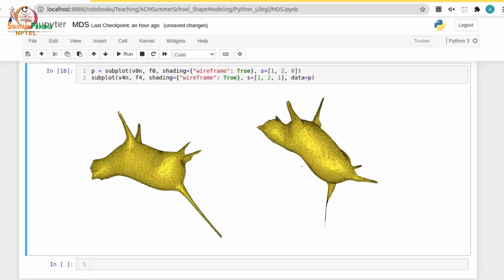I hope you can finish the implementation of rigid ICP and the SVD-based MDS. I'm available here for doubts. I would be happy if somebody is able to implement it, maybe share your results. Any questions that you have, I'm available to answer.